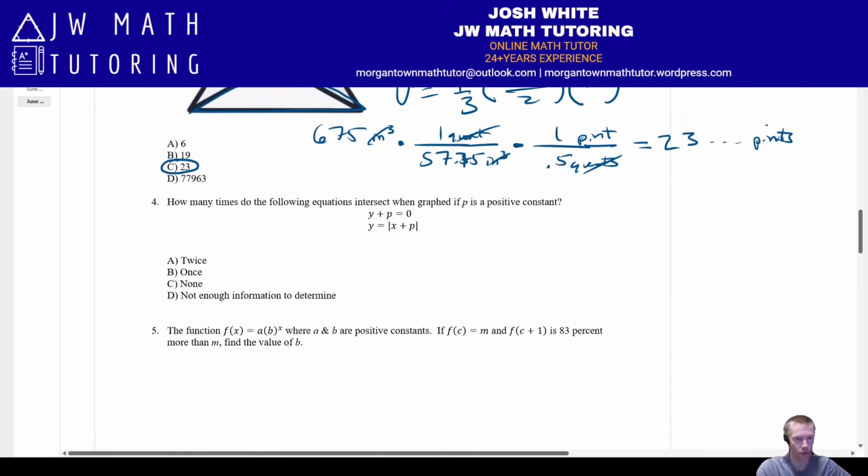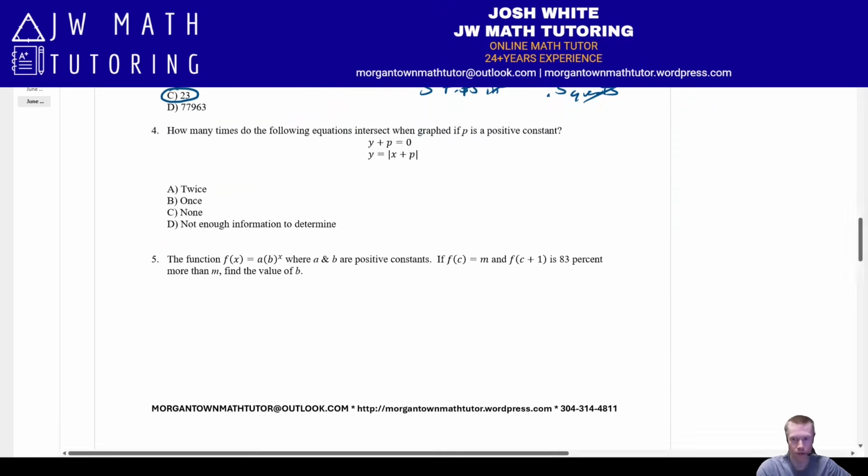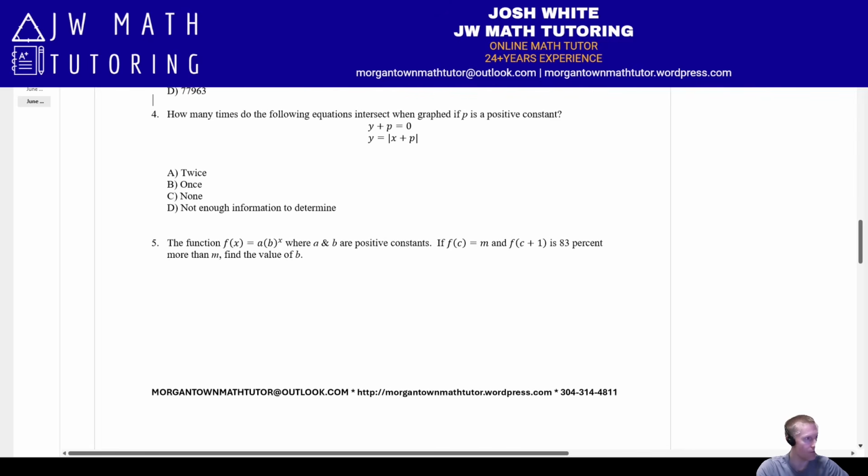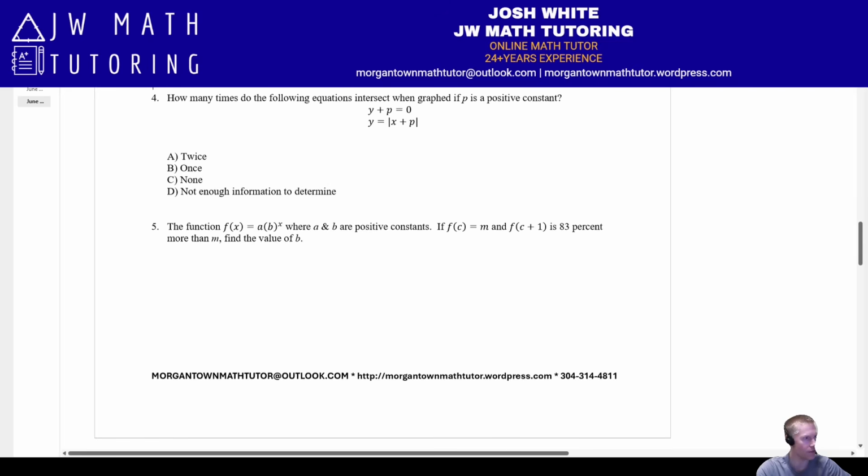All right, next one, question number 4. So this one, I have not seen an exact question like this. I think I've seen ones maybe similar to this, but not identical to it. So you're given 2 functions. One's an absolute value, one is technically just a line. You're told that p is a positive constant. And the question is basically asking how many times will these 2 functions intersect.